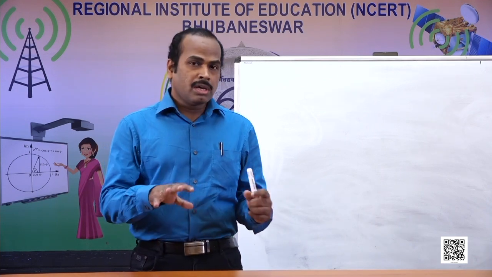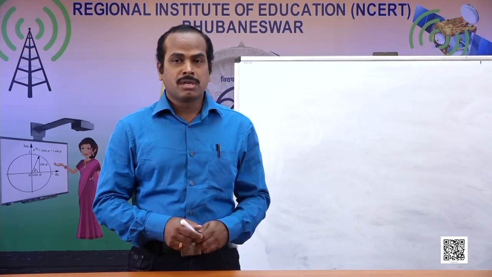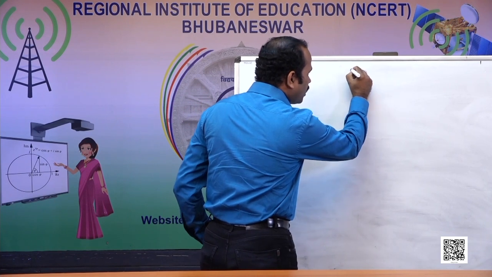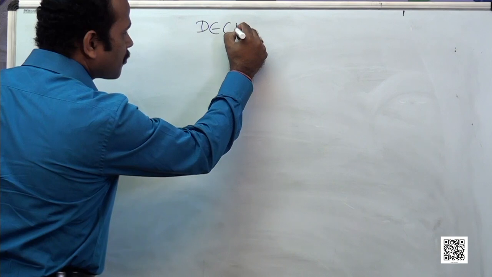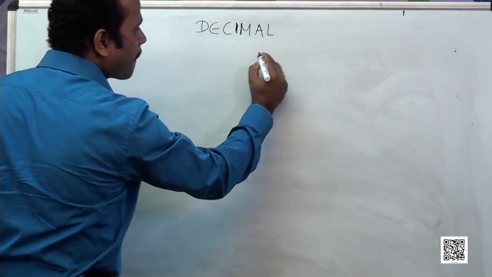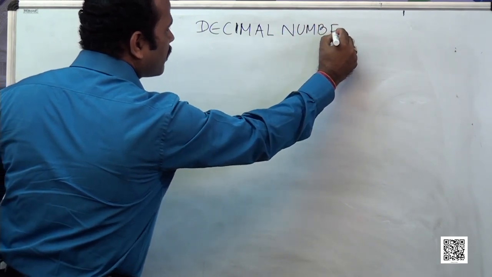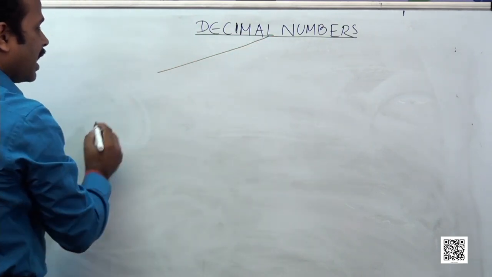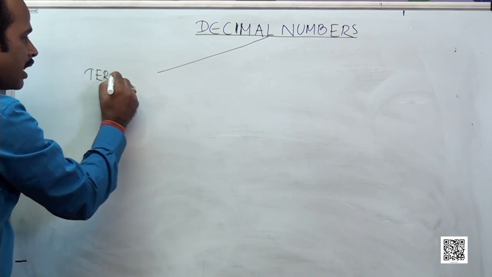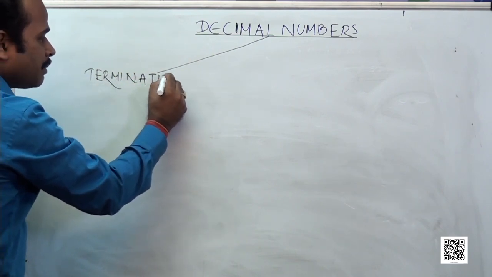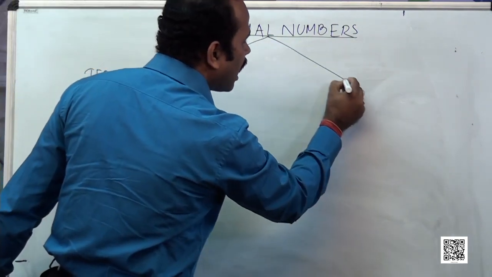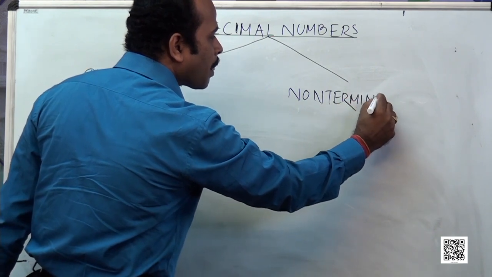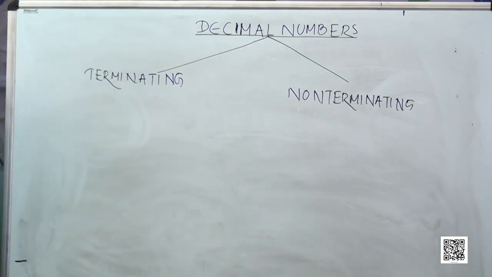So let us see. As we know, all the real numbers we can represent as decimal numbers. So let us start with the classification of decimal numbers. If I write decimal numbers, actually these numbers are the real numbers. These decimal numbers I can split into two parts. The first part is terminating decimals, the decimal numbers which terminate after some places of the decimal part. The other part is non-terminating.